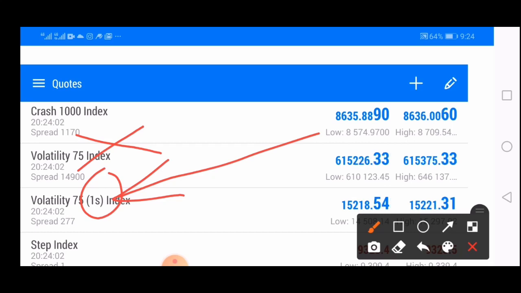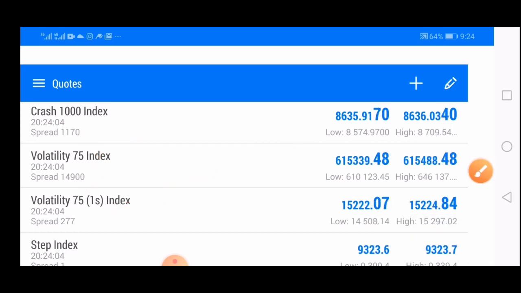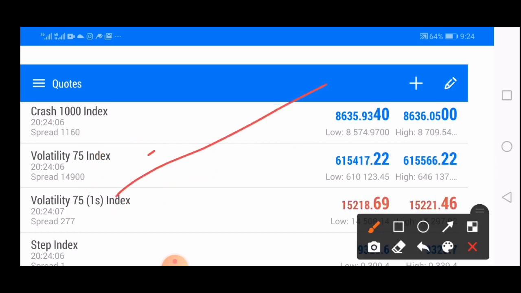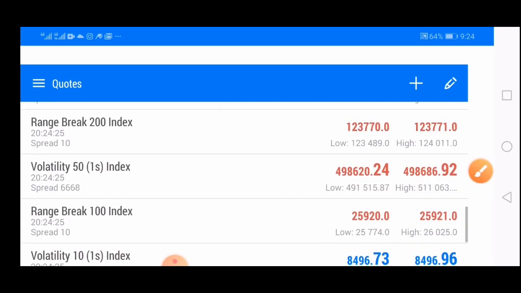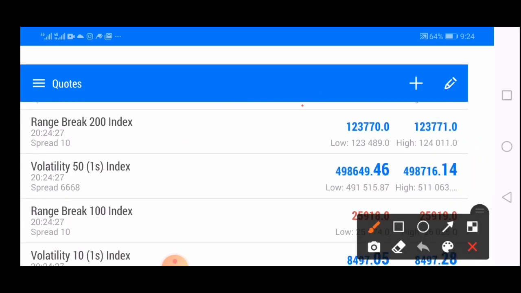So the first asset that this strategy works best on is volatility 75 1S index. Remember, it's not volatility 75 index, it is volatility 75 1S index. It must have this 1S attached to it. So then the second asset is this volatility 5 1S index, it must have this 1S attached to it.